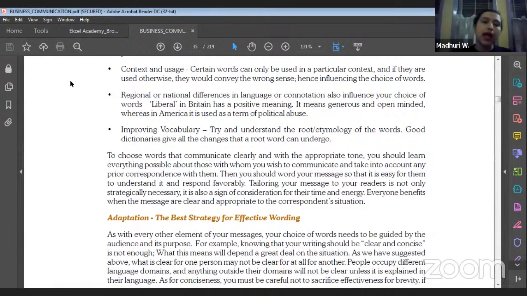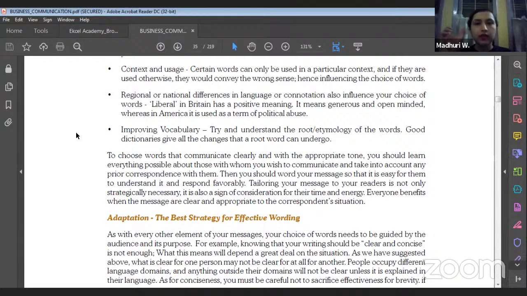All right. And then how does one improve vocabulary? By trying to understand the root or the etymology of the words. Good dictionaries give all the changes that a root word can undergo. So my recommendation is to invest in a very good dictionary or use any online dictionary that you have and keep looking at new words that you come across.